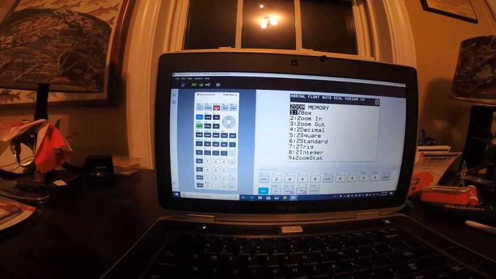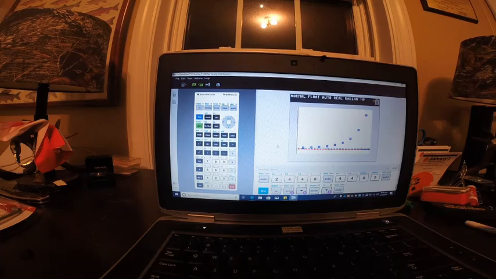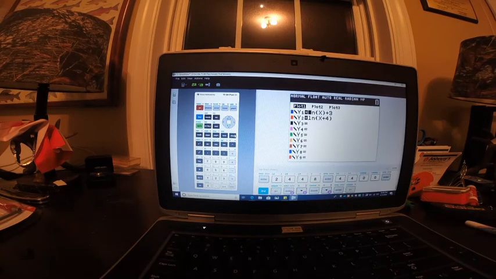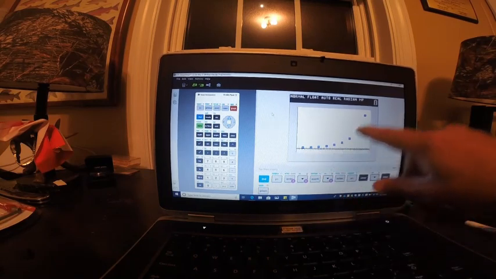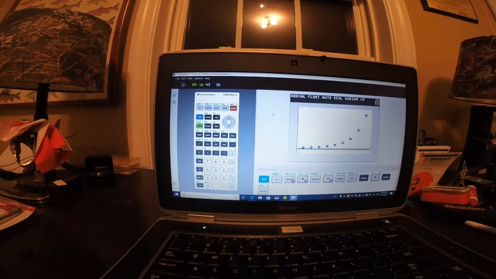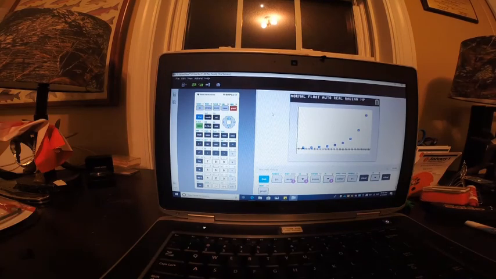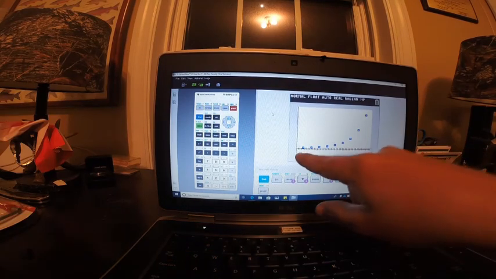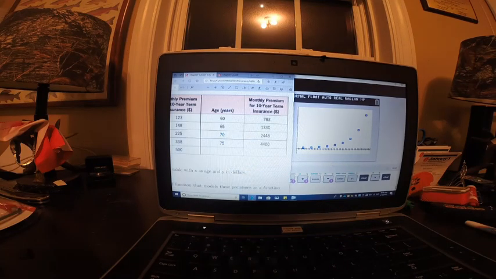Next thing you're going to hit is zoom. When we hit zoom, we're going to scroll down to zoom stat. By doing that, it'll show up all on your stat line. Now you notice that we must have still had something in the y1s because those lines showed up at the bottom. All that you should see is your scatter plot. So if you have a line or something that shows up, go back into your y equals and clear out whatever functions were in there. So this is our data right here. Now if we go back to the question, we've completed part A.